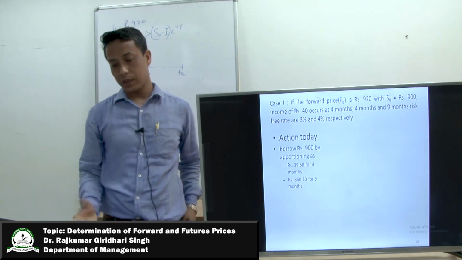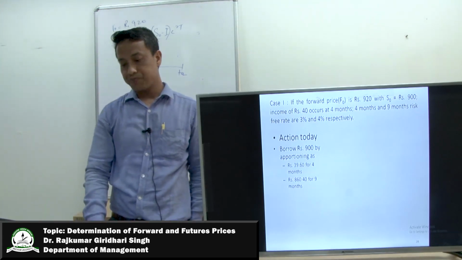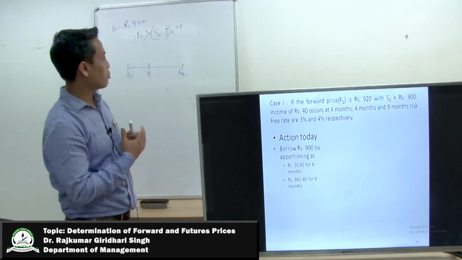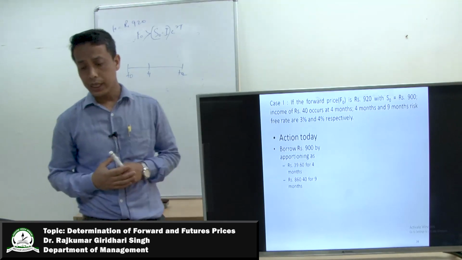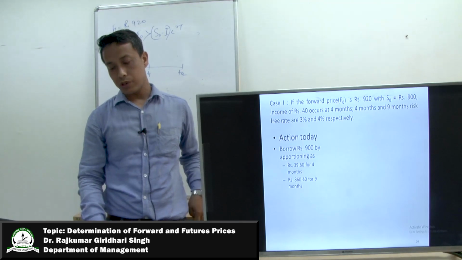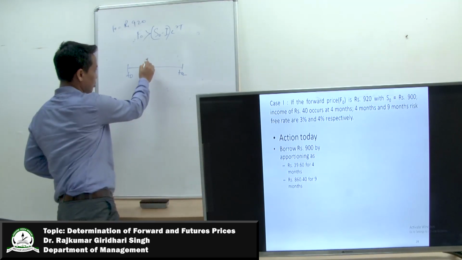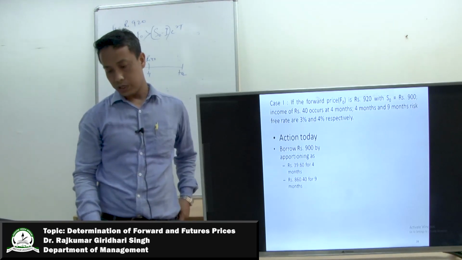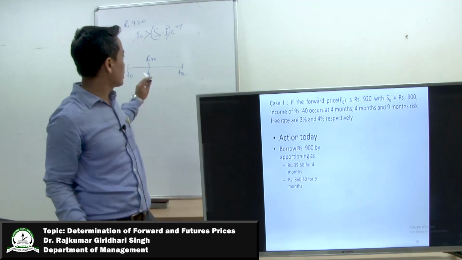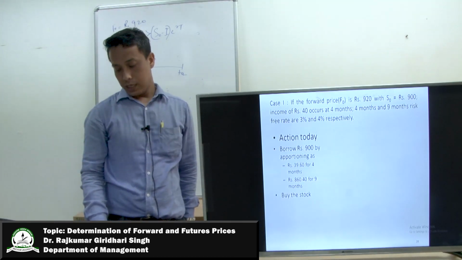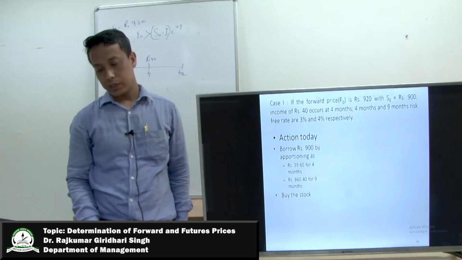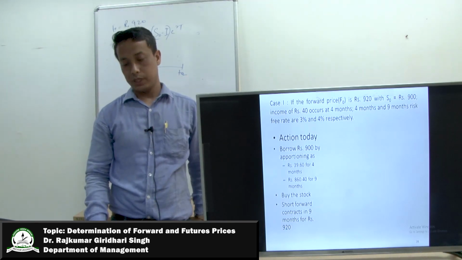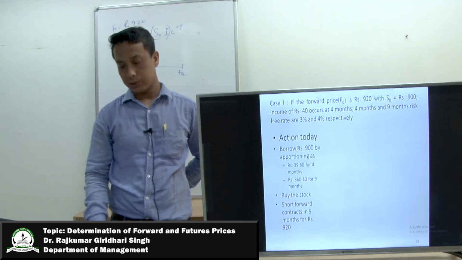What we need to do here, same thing, cash and carry model. So we'll borrow rupees 900 from a bank, but this 900 will be apportioned into two. The first portion would be this 39.6. This we will borrow for 4 months, right? Because here we are going to get rupees 40. So this 39.6 will be invested for 4 months, so that at the end of 4 months we get this rupees 40, and then the 860.4 will be invested for 9 months, and then we'll buy the stock. And then what we'll do again, short forward contract for 9 months at the price of rupees 920.